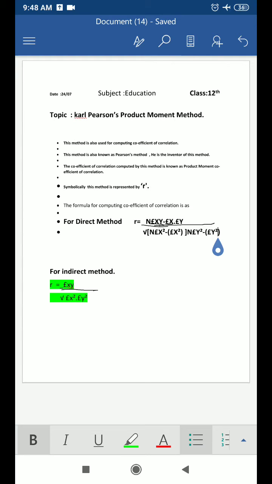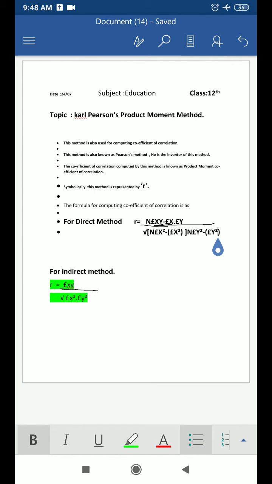इस method को भी हम इस्तेमाल कर सकते हैं for computing coefficient of correlation के लिए. When we have two variables, while computing the relationship between two variables, this method also gives us the degree of linear relationship between two variables. We can compute it by Karl Pearson's product moment method.